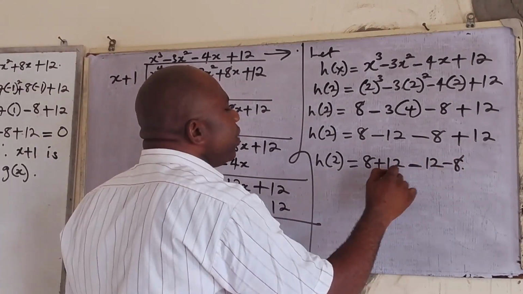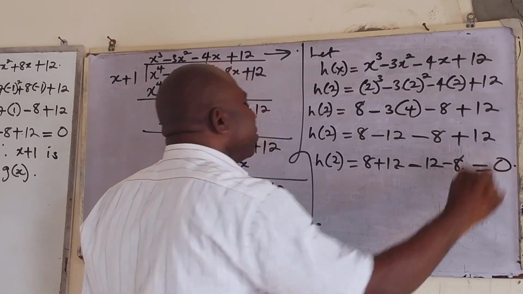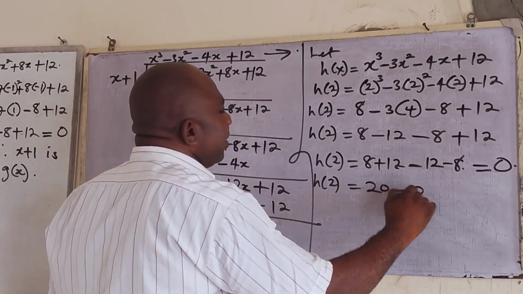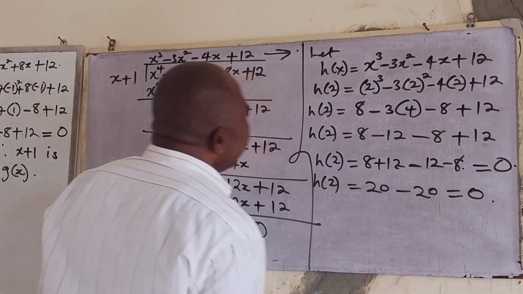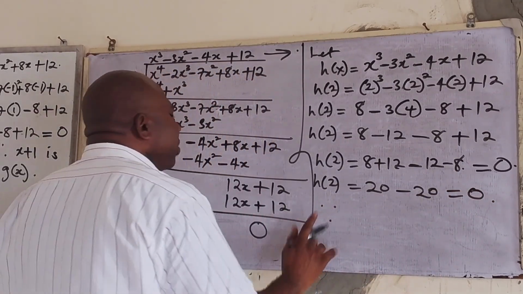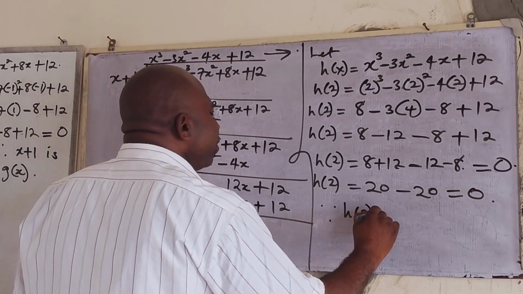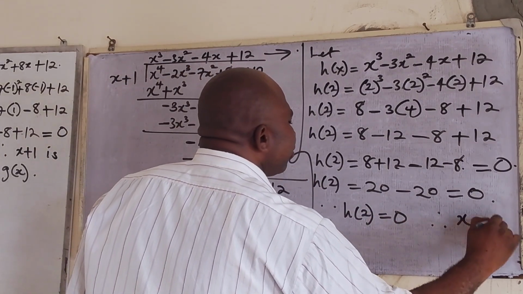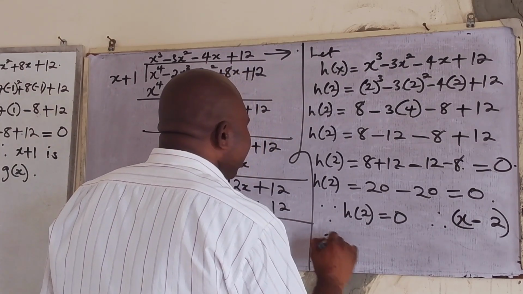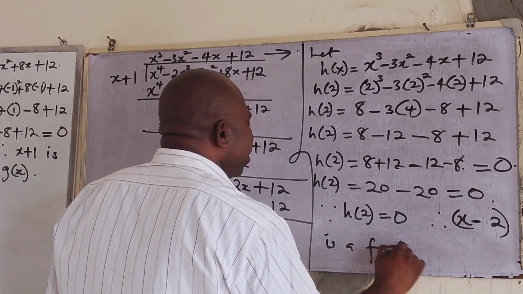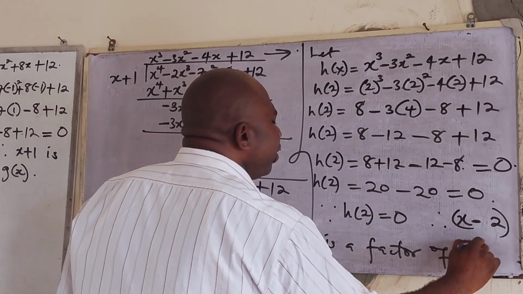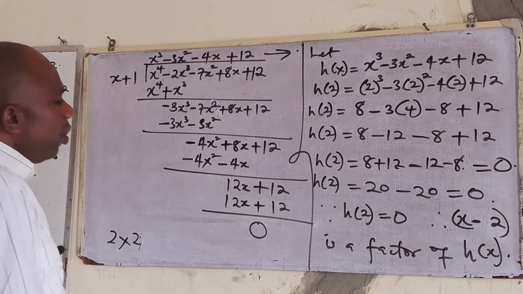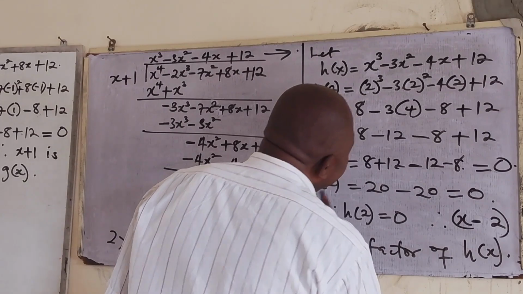Now this 8 will go with this, 12 will go with this. So it means here we have 0. Or you say h of 2 is equal to 20 minus 20, which is equal to 0. So because h of 2 is equal to 0, it therefore means that x minus 2 is a factor of h of x. Yes, x minus 2 is a factor of h of x.